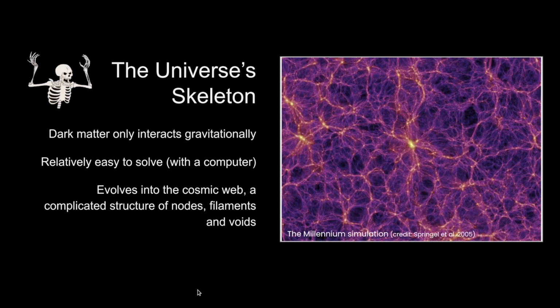We have already talked briefly about dark matter and how it interacts solely through gravity. Gravity is reasonably simple to solve if you have a computer, and if we do this, we find that dark matter arranges itself into this beautiful structure known as the cosmic web.